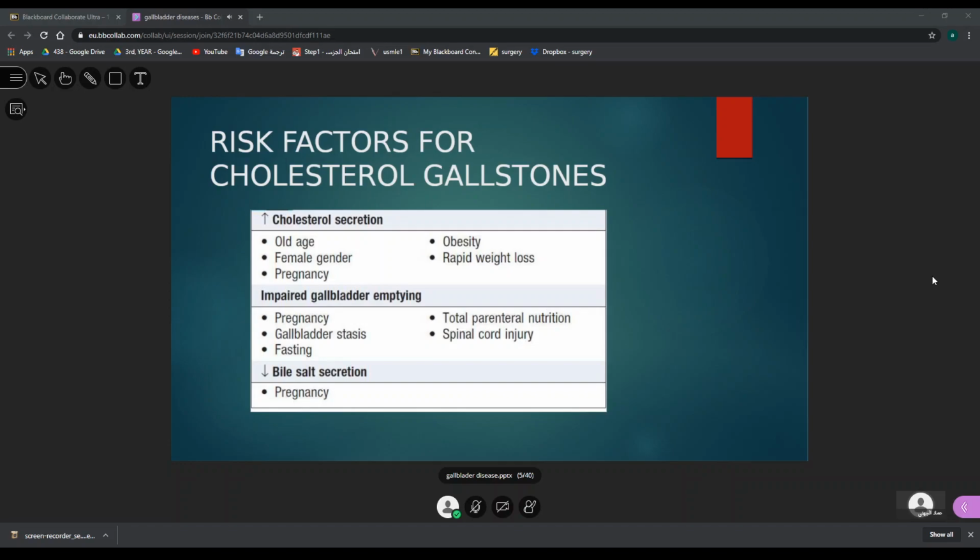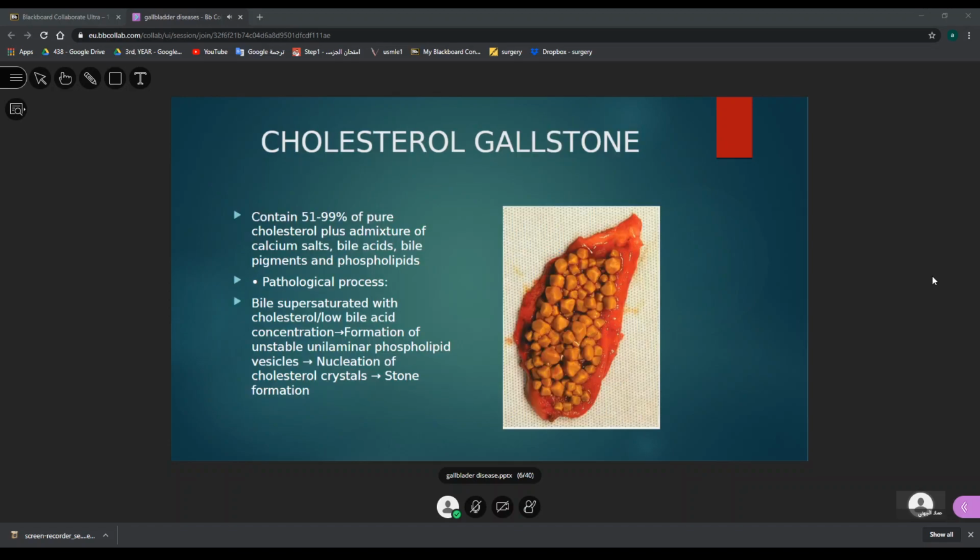So cholesterol gallstone is 51 to 99% pure cholesterol plus a mixture of calcium salt, bile pigment, and phospholipid. Pathological process: bile supersaturated with cholesterol and low bile acid concentration lead to unstable unilamellar phospholipid vesicles, which lead to nucleation of cholesterol crystals, and the end will be cholesterol stone. As you can see from the picture, here is the cholesterol stone. It's a yellow crystal.